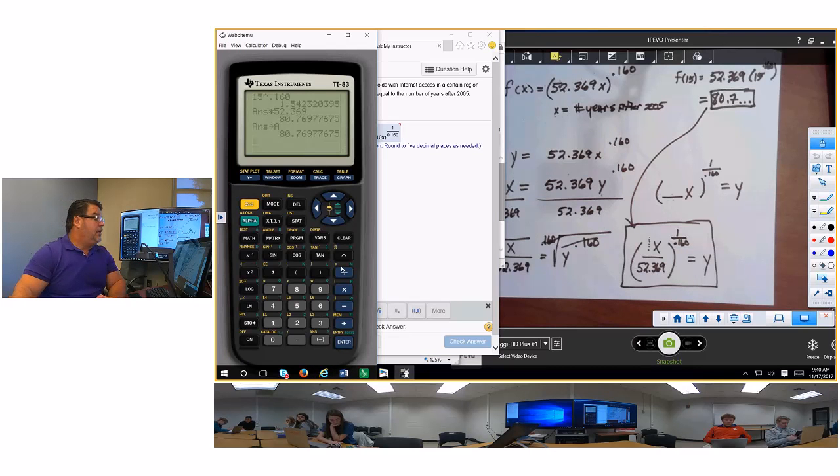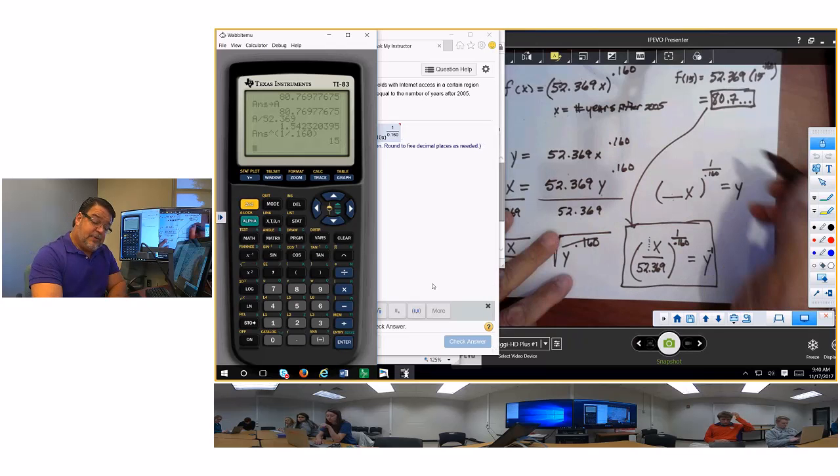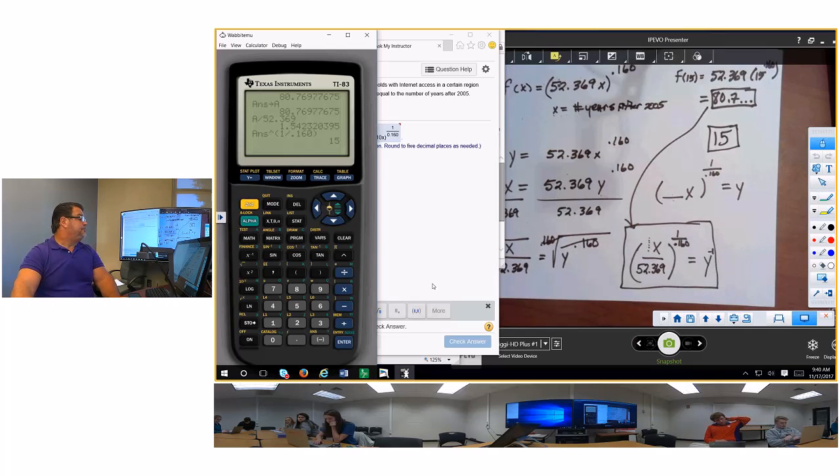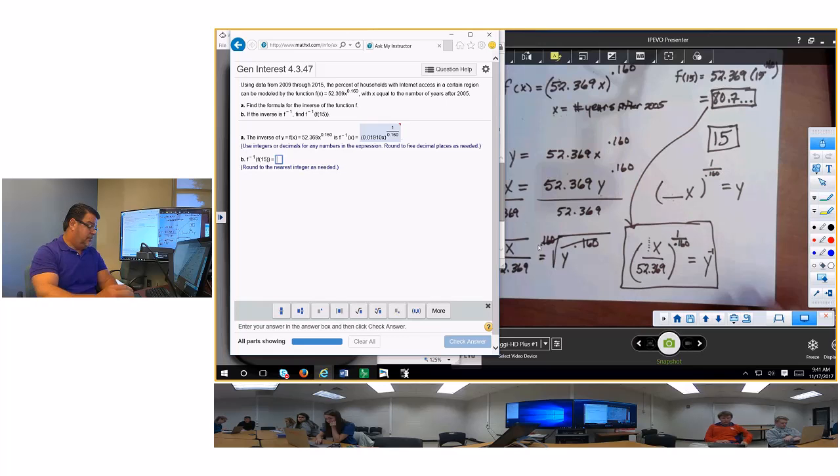So I'm going to say alpha A divided by what? 52.369. 52.369 equals, and I'm going to raise that to the parentheses 1 divided by 0.160 and close parentheses, and that's equal to 15. So your final answer should be 15 for that B part. So type it in, 15, and you feel good about yourself.